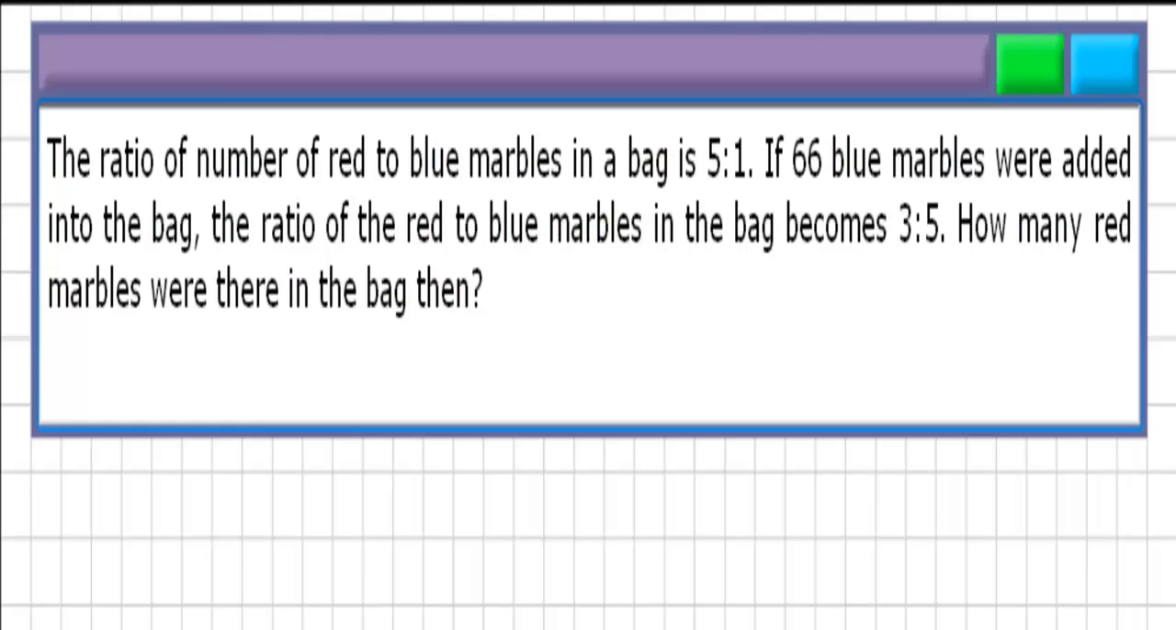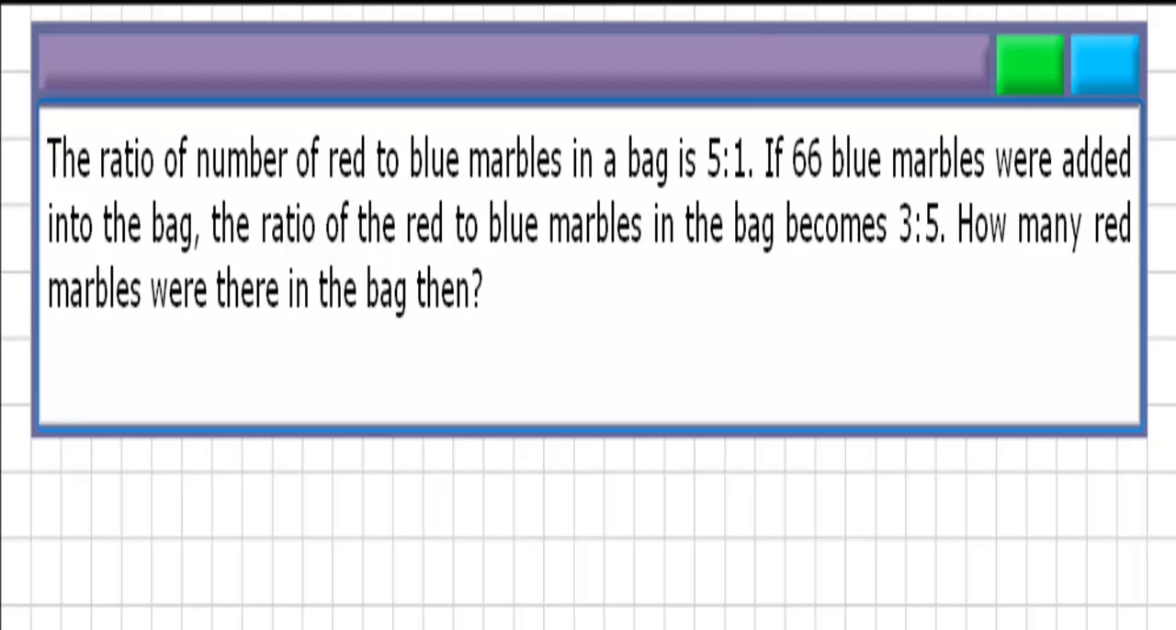Hello, today we are going to explore a question on changing ratio. Here's the question. The ratio of number of red to blue marbles in a bag is 5:1. If 66 blue marbles were added into the bag, the ratio of the red to blue marbles in the bag becomes 3:5. How many red marbles were there in the bag then?